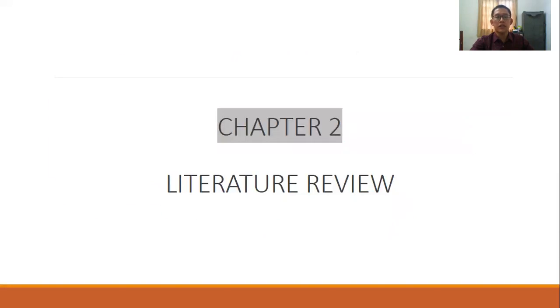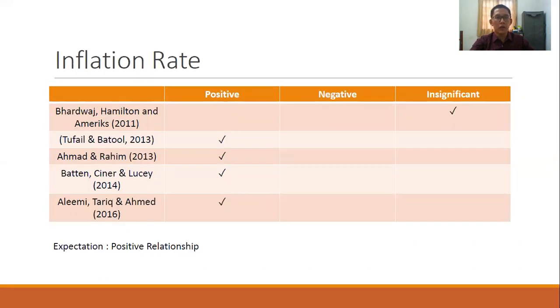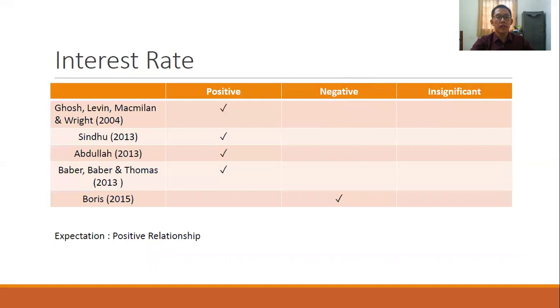Chapter 2, Literature Review. From the previous study, there is a positive relationship between the oil price and the gold price. So my expectation for this IV is a positive relationship. The second IV is inflation rate. Most of the previous research also have a positive relationship, so my expectation also will be a positive relationship. Same with the interest rate, I'm also expecting a positive relationship.